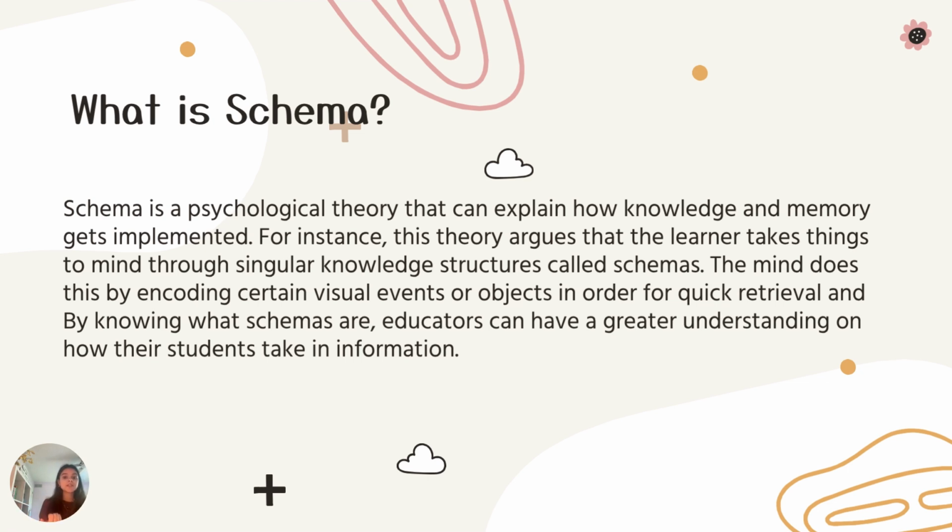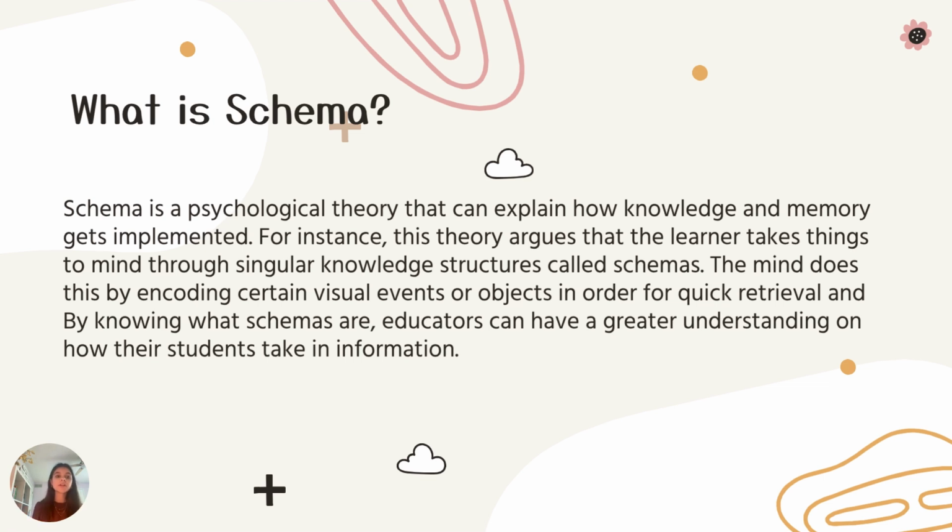So, for instance, this theory argues that the learner takes things to mind through singular knowledge structures called schemas. And then the mind does this by encoding certain visual events or objects in order for quick retrieval. And by knowing what schemas are, educators can have a greater understanding on how students can take in information and how to cater to their students.